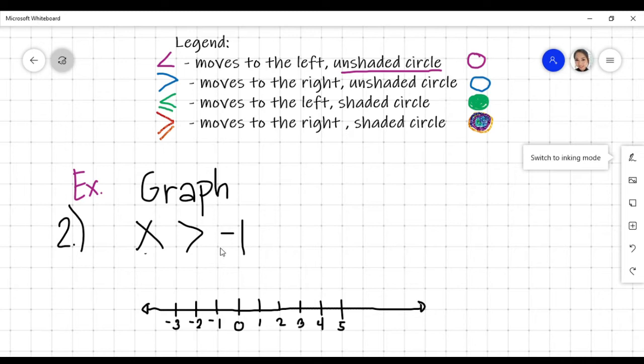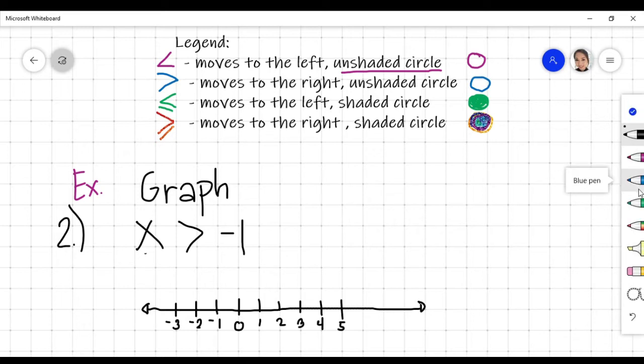Second example, graph x greater than negative 1. So for the greater than symbol, we move to the right and we will again make an unshaded circle above negative 1. So graphing it, negative 1 is here. Let's put an unshaded circle above negative 1, and then we will move to the right. So we will make an arrow moving to the right. Okay, so this will be our graph for x greater than negative 1.